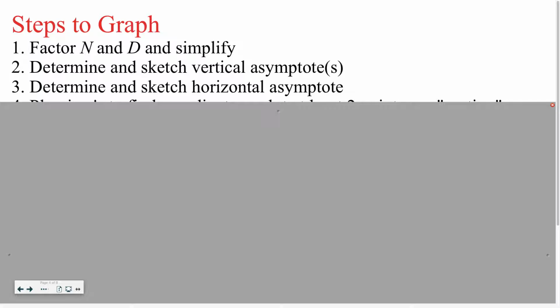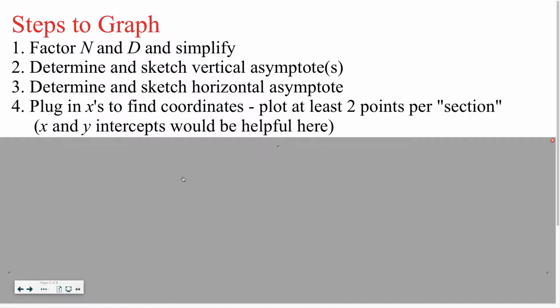Okay, we talked about 2 rules. Tomorrow we'll have a third. But if there's a horizontal asymptote, I want you to figure it out, draw it in. Okay, once you have your asymptotes, really the hard part is over. From there, it's plugging and chugging.